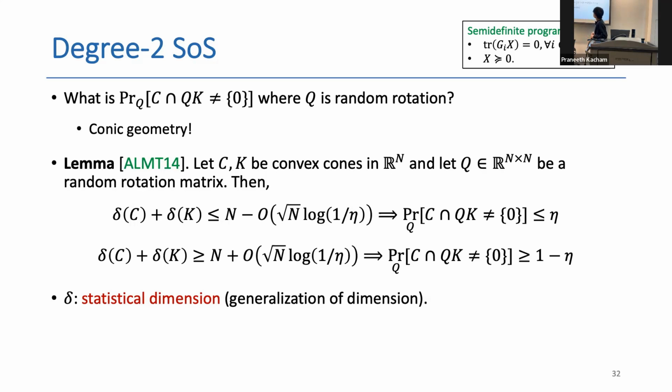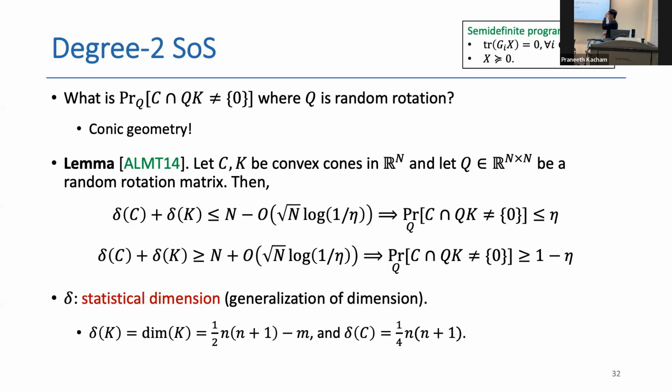You see there's actually a phase transition here. If the sum of the dimensions is smaller than roughly N, then the probability of the intersection being not equal to 0 is quite small. But if it's slightly larger, then it's almost 1. So there's a phase transition here, and it's very important. People study this because it arises in phase transitions in other stat ML type problems.